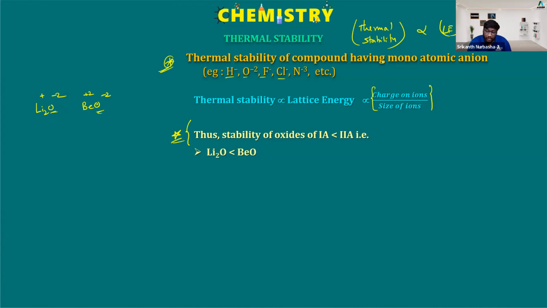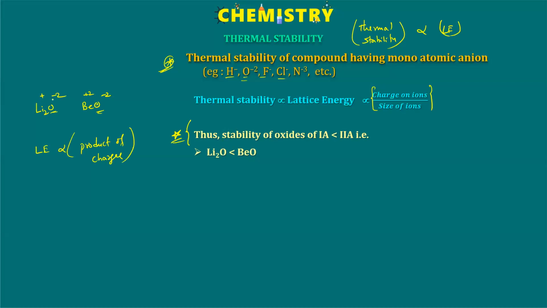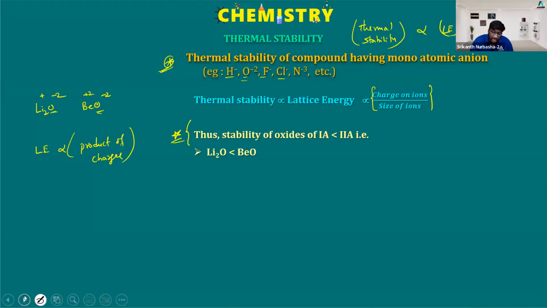That is the thermal stability of a compound having a monoatomic anion. Monoatomic anion is there, so you have to compare lattice energy. Lattice energy is directly proportional to the product of charges. For BeO, 2 into 2 is 4. For Li2O, 1 into 2 is 2. So obviously BeO has more thermal stability. Based on that, group 2A oxides are more thermally stable when compared to group 1A, because lattice energy is directly proportional to thermal stability, and lattice energy is directly proportional to the product of charges and inversely proportional to size of ions.